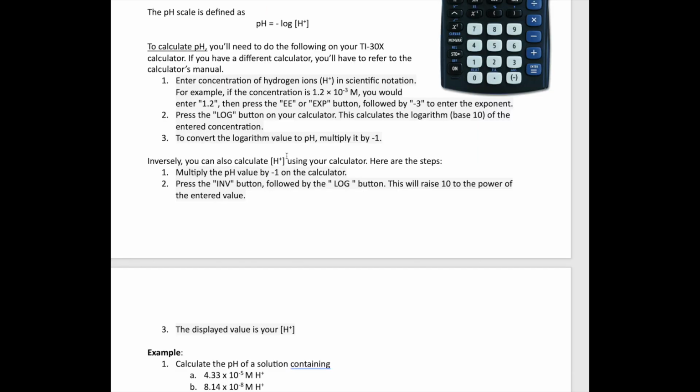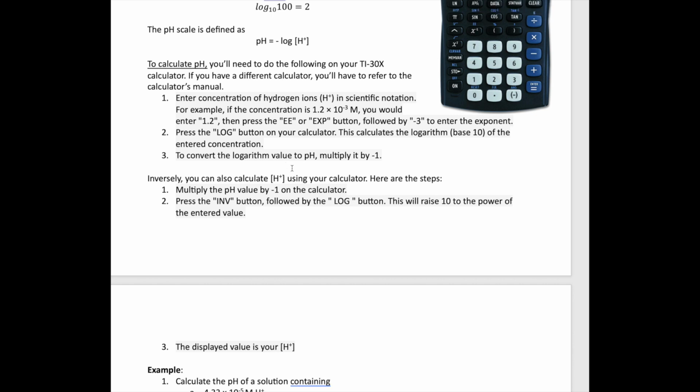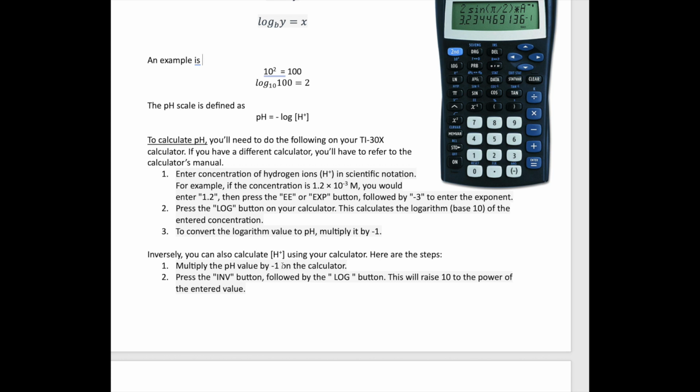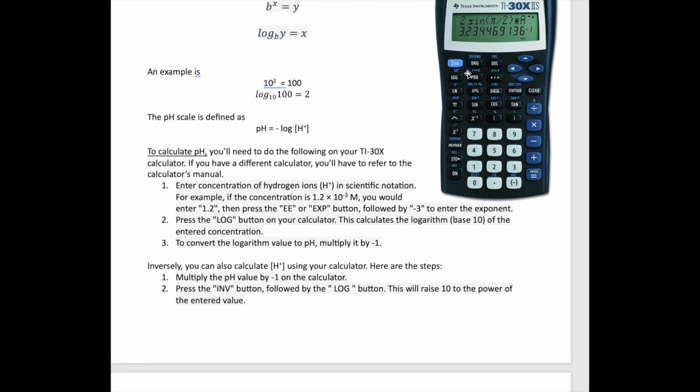So you can also be asked to calculate the H+ concentration, given the pH value. This is what you're going to do. First, you're going to multiply the pH by -1, and then you're going to press the second, or sometimes in other calculators it would say inverse, INV. Press that and then the log button on your calculator.